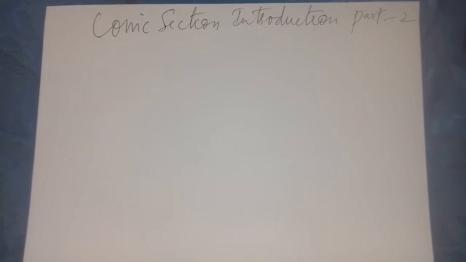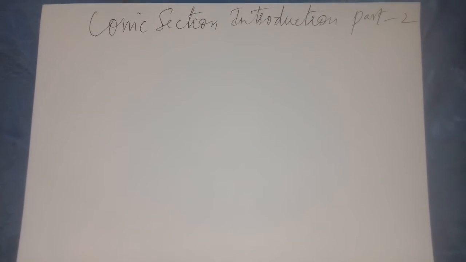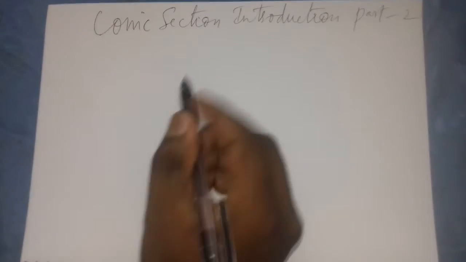Hi, today we are going to discuss conic section introduction part 2. Last time we discussed a right circular cone, and when the plane cuts the right circular cone at different angles, we get different conics like ellipse, parabola, hyperbola, circle and a pair of straight lines. Today we are going to discuss one more definition of conic section.